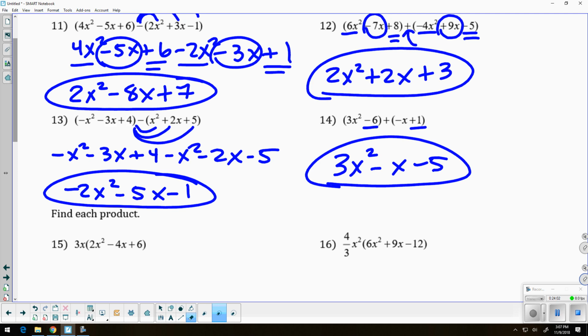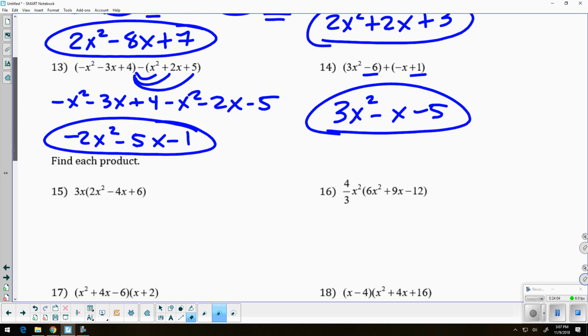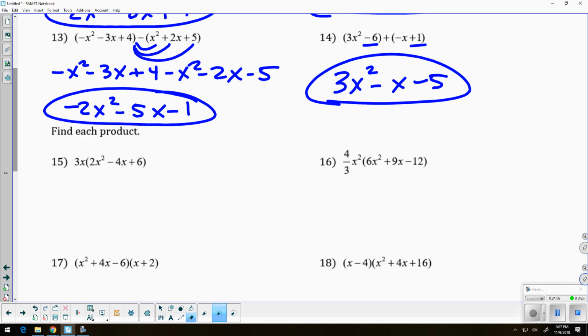Okay, and the next one, though, finding each product. So now we want to multiply. So for number 15, you just want to distribute. So 3x to all three terms. So if you multiply 3x and 2x squared, that's going to be 6x cubed when you multiply. So x times x squared gives you x cubed. And now 3x times negative 4x gives you negative 12x squared. 3x times 6 gives you positive 18x.